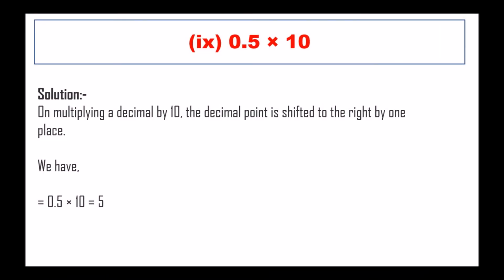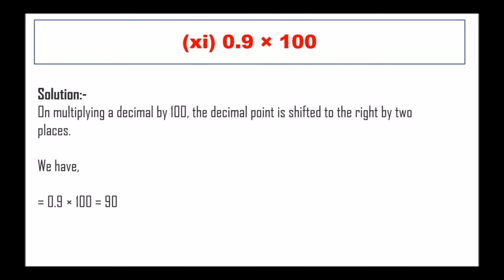0.5 into 10. If we are multiplying with 10, the decimal will shift to the right, so it will become 5. 0.08 into 10 will become 0.8. Next, 0.9 into 100. By multiplying a decimal by 100, the decimal point is shifted to the right by two places. So 0.9 into 100 equals 90.